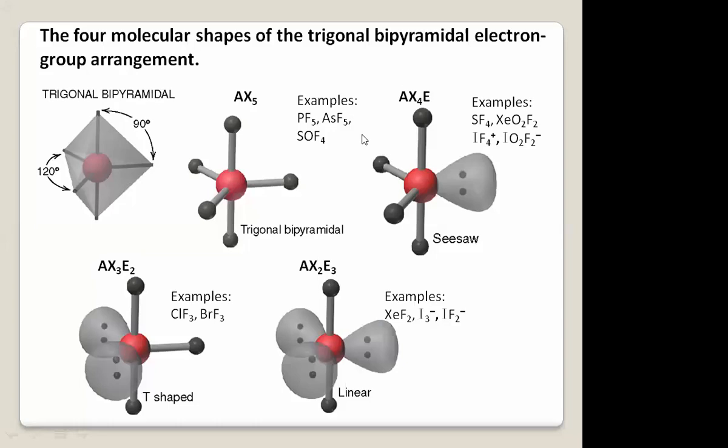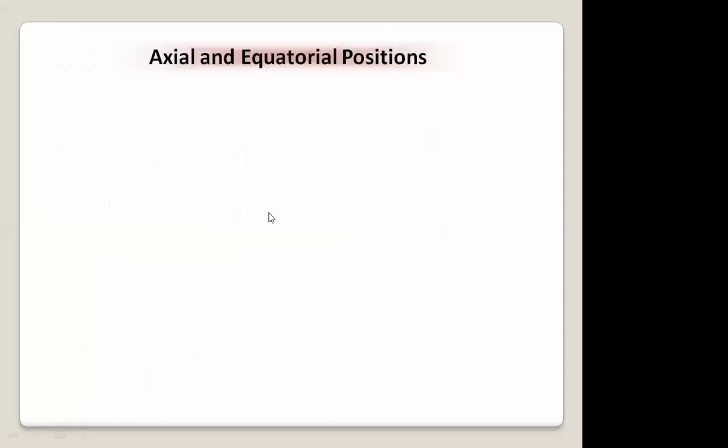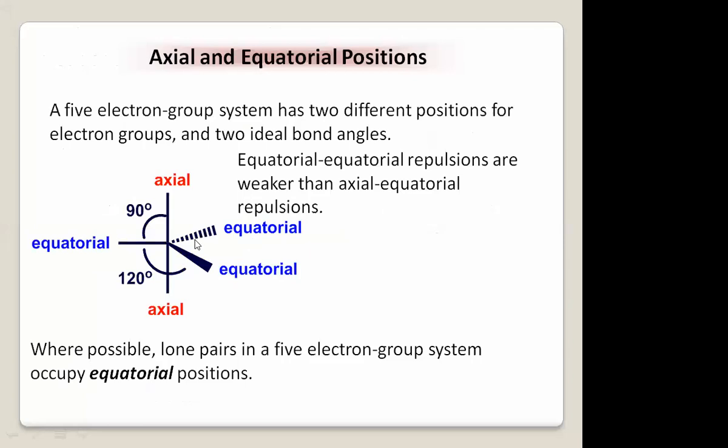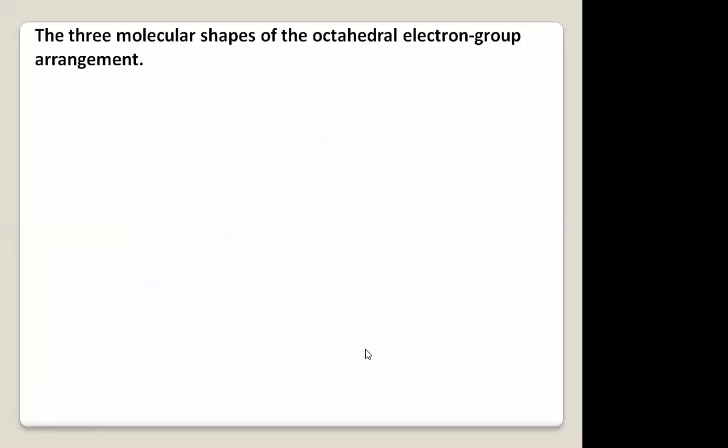Now let's go to the next example, which is sp3d2. Okay, before we go to that, there is a need to explain that you have the equatorial and you have the axial. The equatorial is where you have the substitution, then you have the axial above. The angle between the equatorial positions is 120. The angle between the axial and the equatorial is 90.